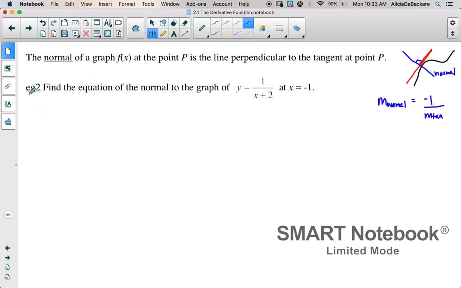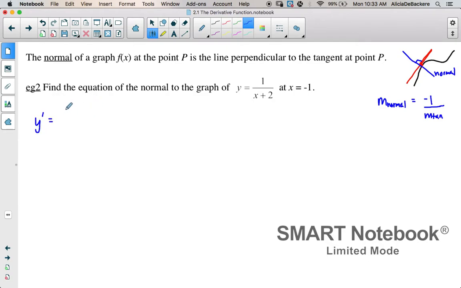All right, so in example 2, we're asked to find the equation of the normal to the graph. We've got a reciprocal function here at x is equal to -1. So in order to find the equation of a tangent or the equation of a normal, I need two things. I need the slope and I need the point. So in order to find the slope of the normal, I'm going to find the slope of the tangent. And to do that, I'm going to use derivatives.